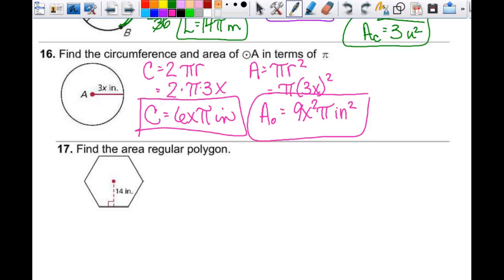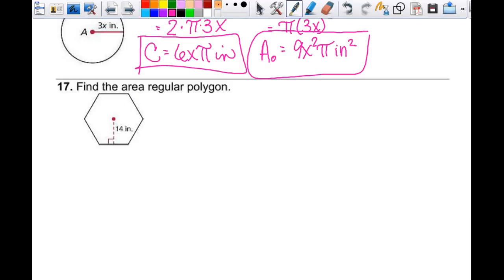Number 17, we're looking for the area of the regular polygon. One second. My board's not reacting. Okay. Area of a regular polygon. So the area of the polygon is equal to 1/2 apothem times perimeter.